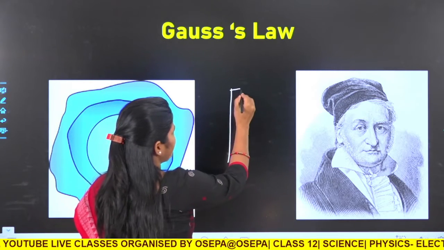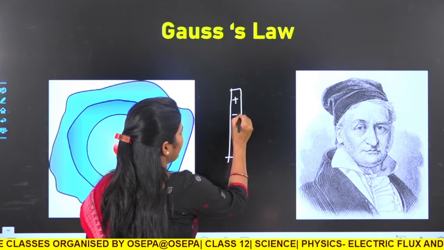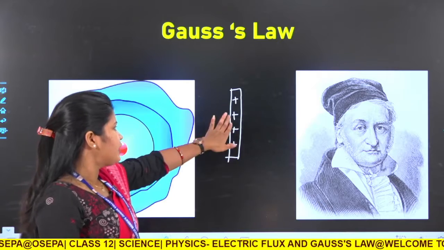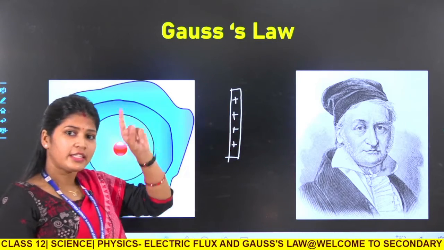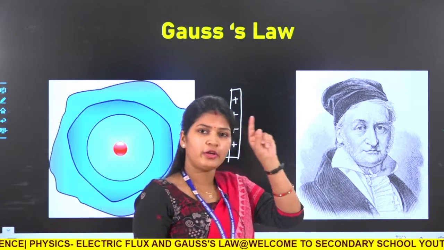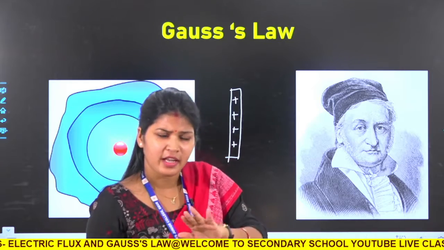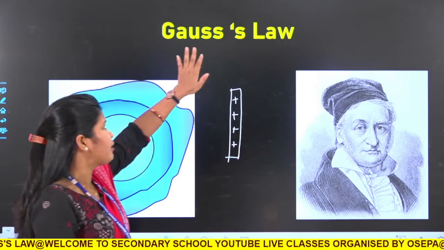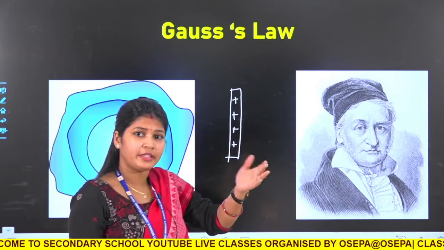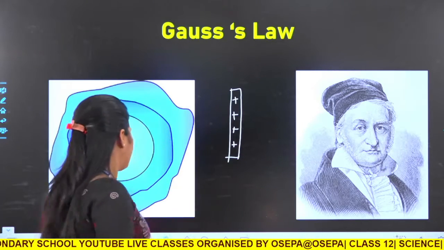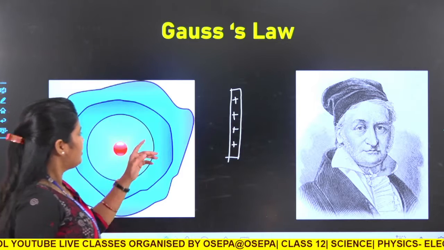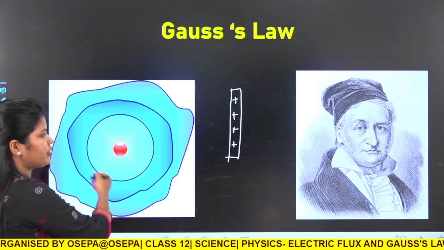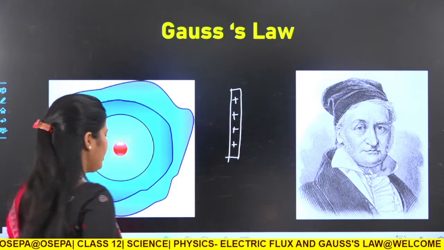For the infinitely long line charge, the electric field was E is equal to lambda by 2 pi epsilon r, and that was quite tedious and lengthy as well, but with the help of Gauss law we will find it very easily. Let's see that. These are the hypothetical Gaussian surfaces around a point charge.